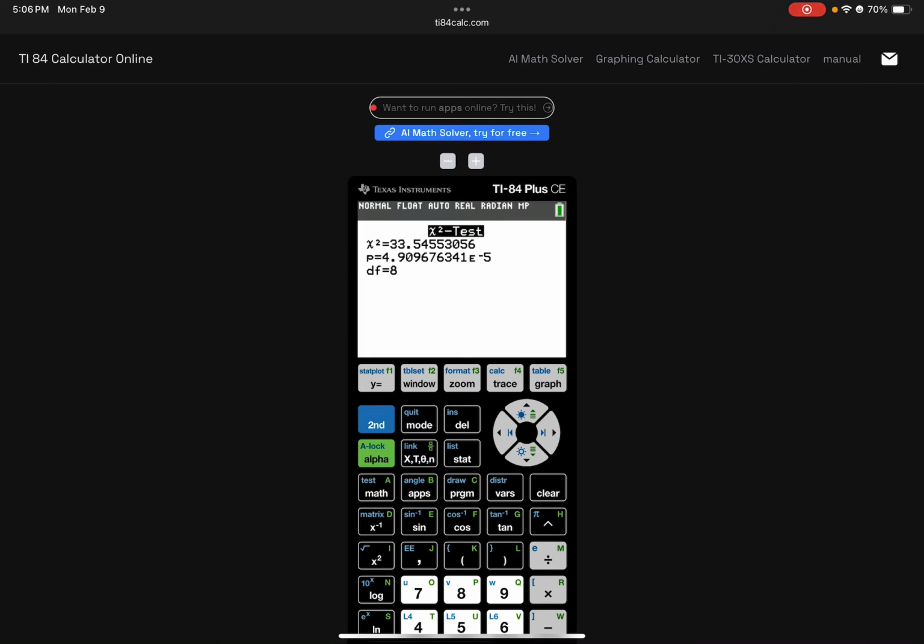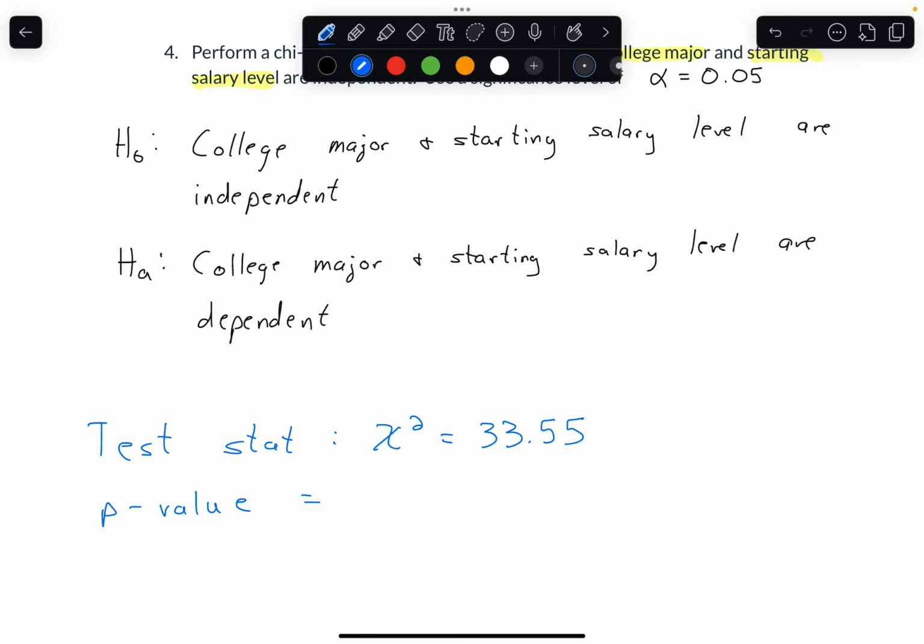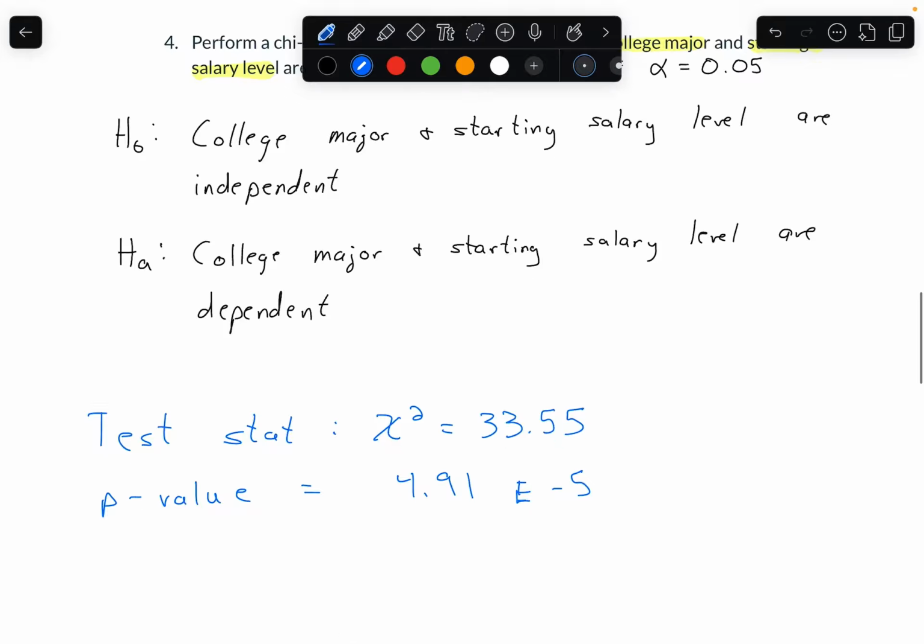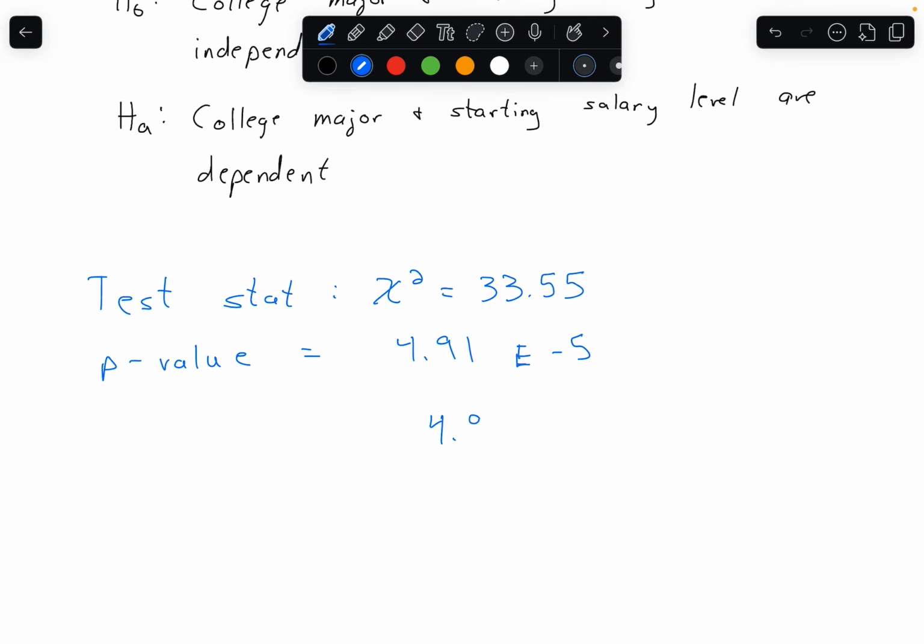I'm going to round this to 2 decimal places for right now. So this is 4.91, and then I'm going to bring that e negative 5. So 4.91 e negative 5. Now, I'm personally not a fan of this notation. I don't really care for it. What this really means is 4.91 times 10 to the negative 5th power, which, if you're familiar with scientific notation, you would say, of course, because our p-value represents a probability. It shouldn't be greater than 1. It should be between 0 and 1, and it doesn't quite look like that's the case right now.